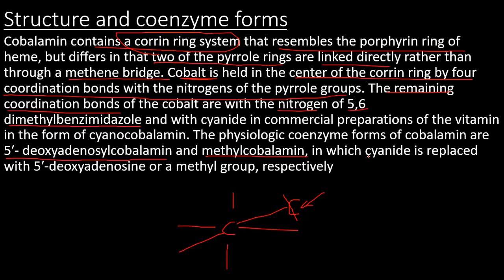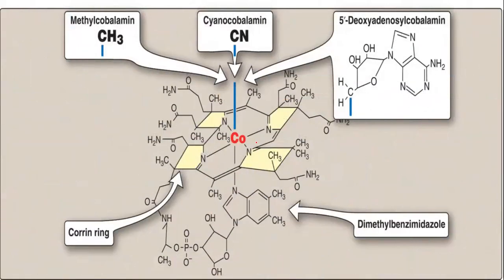As I have said, cyanide can either be replaced with a 5' deoxyadenosine to form 5' deoxyadenosylcobalamin, or a methyl group to form methylcobalamin. Now here is the structure. You can see these are the pyrrole rings. These four of them, you can see nitrogen. The nitrogens of the pyrrole are linking with cobalt. Then you can see cobalt here.